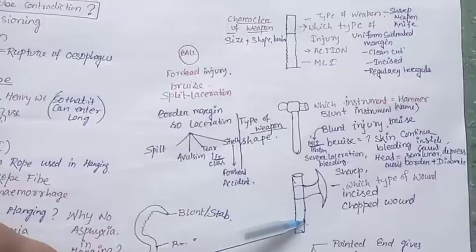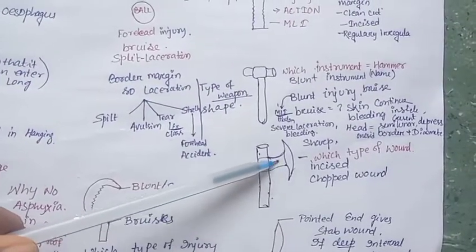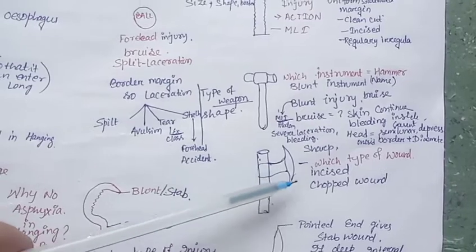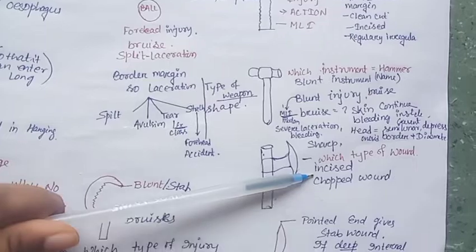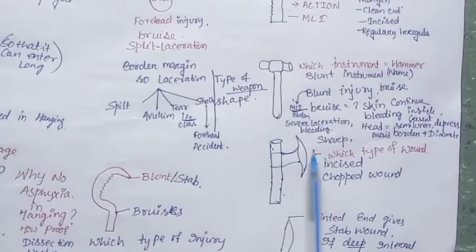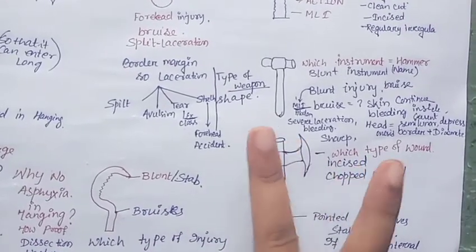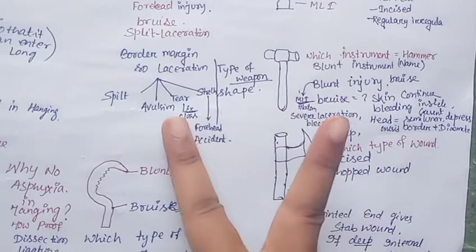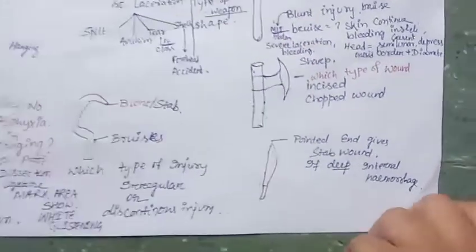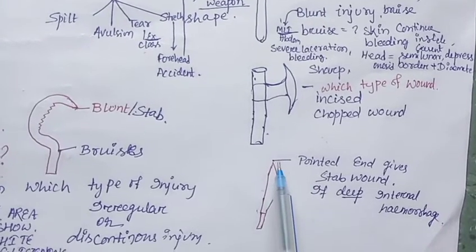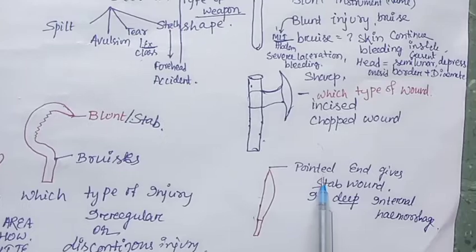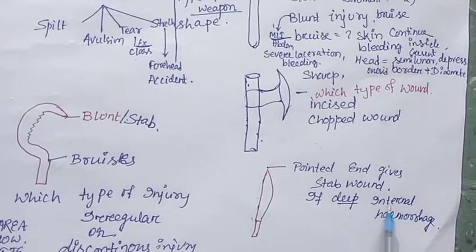Then, a chopped wound is caused by which instrument? That is an axe. This is an axe. So here the sharp margin gives an incised and chopped wound. Chopped means the person is sharply divided into two parts. Then a pointed knife will also be asked about. It gives a stab wound, and if deep, it causes internal hemorrhage.